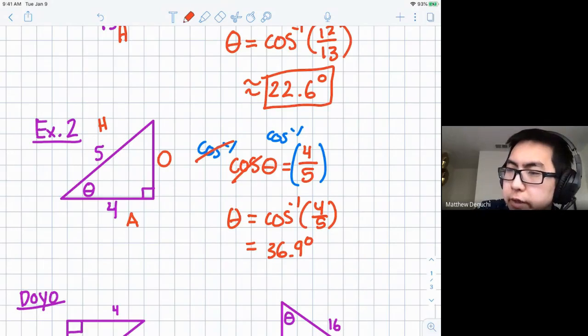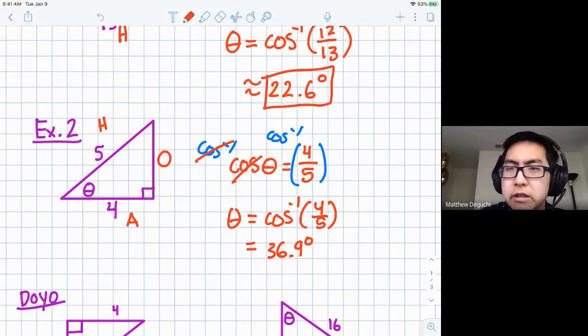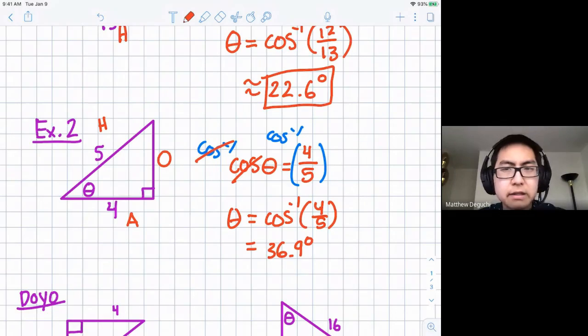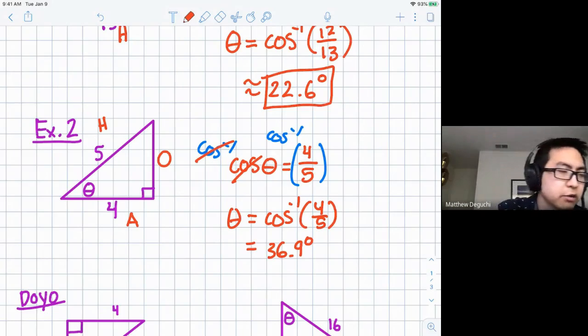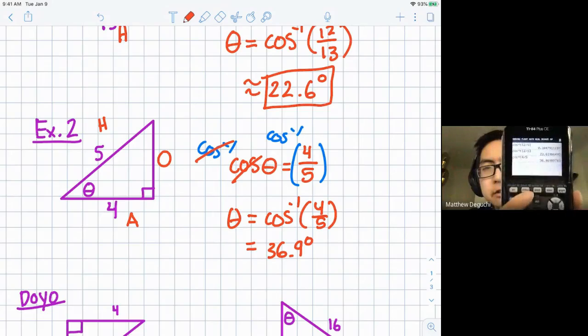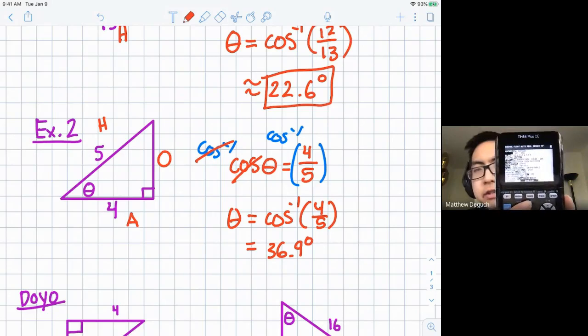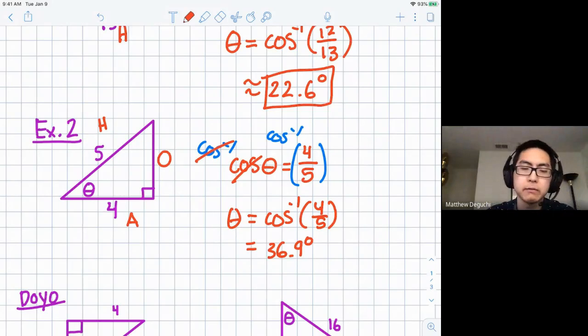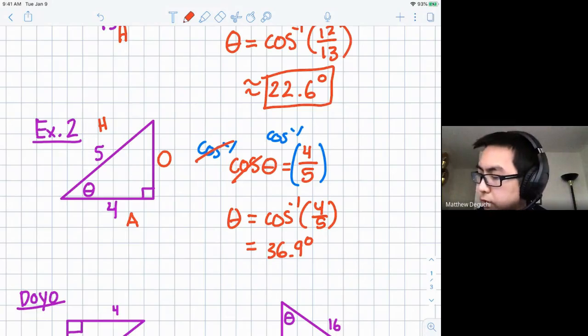How do you change it to degrees? It depends on your calculator, Daisha. I don't have it offhand at the moment, so I'll probably have to take a look at that later. If you're using a graphing calculator, Daisha, you just click mode and then it'll pop up different options and then it'll say degrees, because I know you have a graphing calculator.